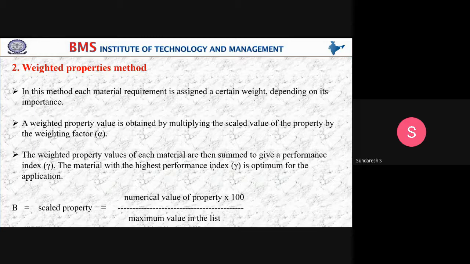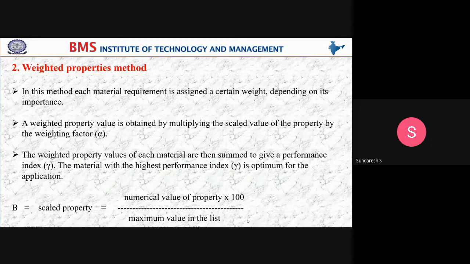So I told you a list of 10 or 15 materials will be listed out. So you will know the property of each and every one of those materials. Based upon that, you calculate the scaled property. So how? You know the numerical value of the property of the particular material, and divide by the maximum value of that property in that particular list. So into 100, that will give the scaled property for you.